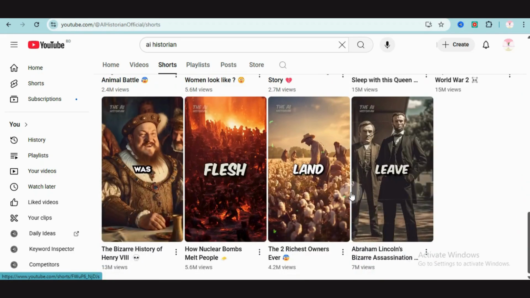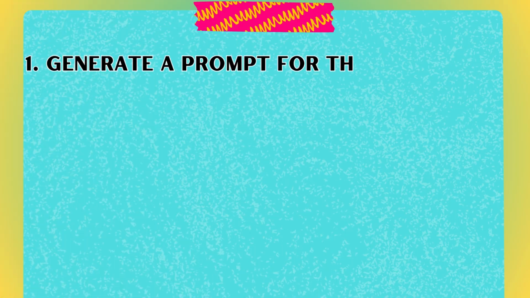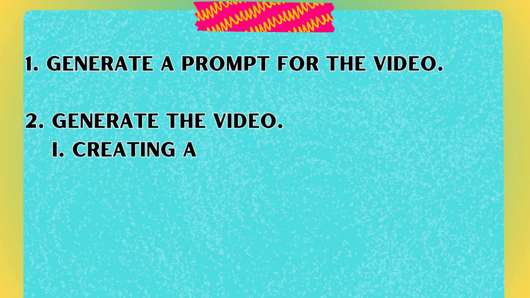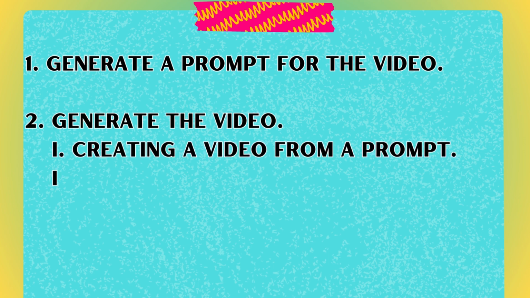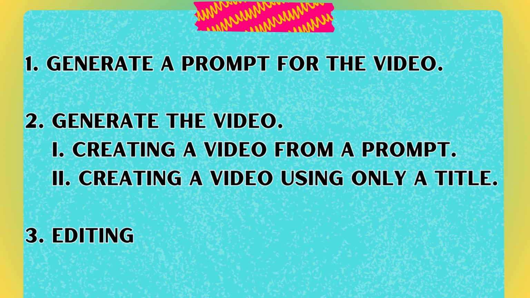So, to create these videos, we need to follow a few processes. 1. Generate a prompt for the video. 2. Generate the video. Here, I'll show you two methods of generating videos. 1. Creating a video from a prompt. 2. Creating a video using only a title. And finally, step 3 will be editing the video. So without further delay, let's get started.